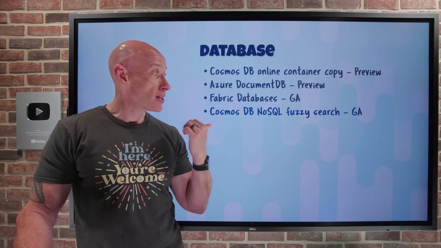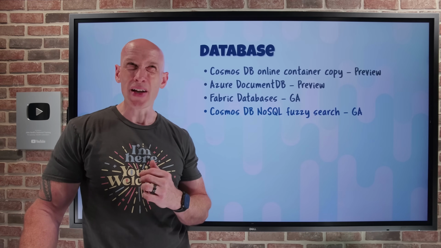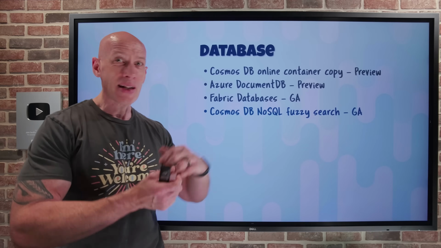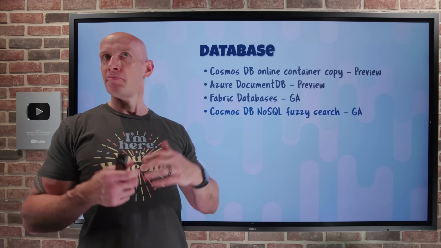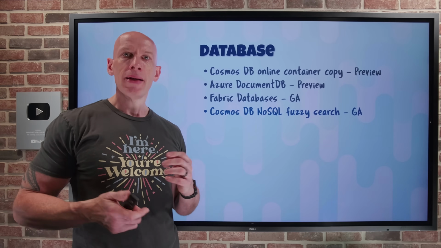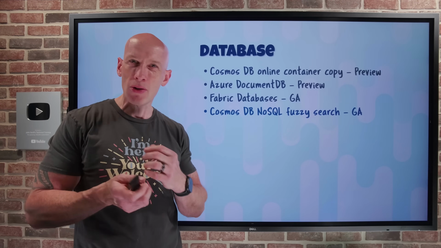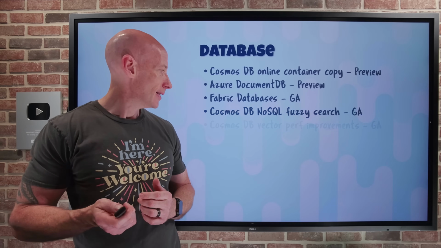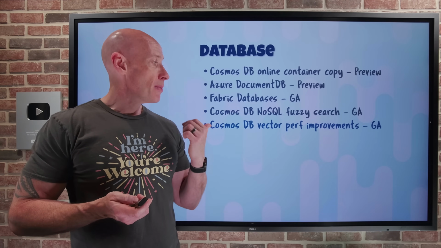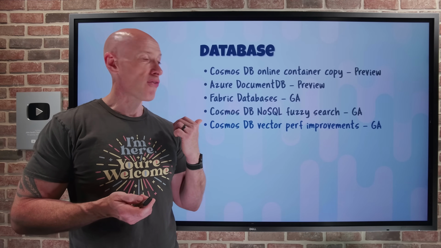Cosmos DB's NoSQL now has fuzzy search. Fuzzy search is a full text search, but I've made a typo. I got a couple of characters wrong, and it will still now find those matches with a few minor issues without any problems. The Cosmos DB vector search has some performance improvements.